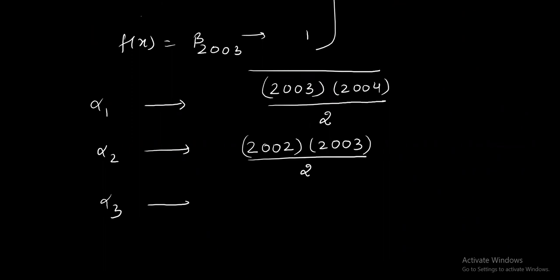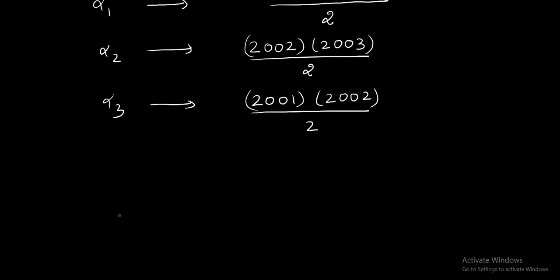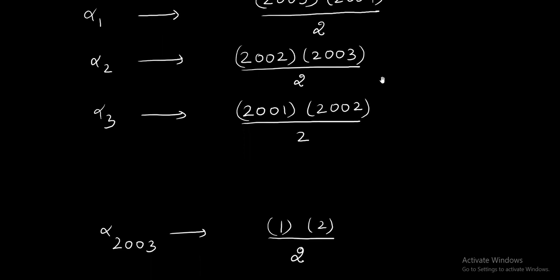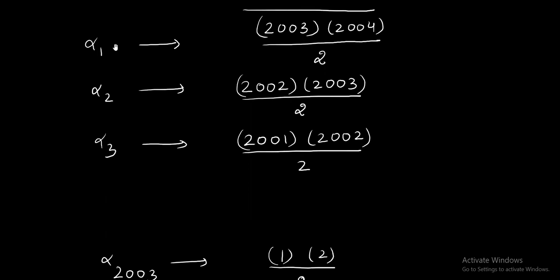For alpha 3, if you go similarly, your answer will become 2001 multiplied by 2002 whole divided by 2. Keep on writing it like this till you reach alpha 2003. Alpha 2003 means in that situation, we will be getting the answer 1 multiplied by 2 whole divided by 2. So when you add them all together, you will get the total number of solutions. So I have to solve that equation f of f(x) is equals to alpha 1, alpha 2, up to alpha 2003. When I solved it for alpha 1, I got this much number of solutions.